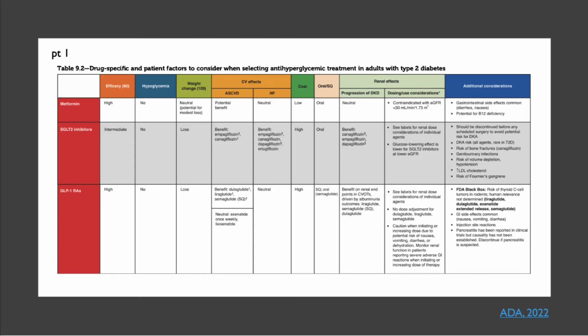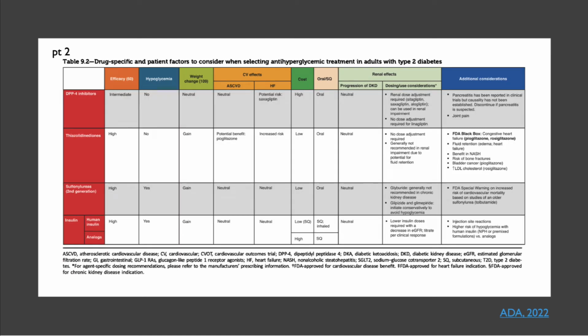This table shows the efficacy of each of the drugs compared with the rate or the risk of hypoglycemia, the weight change that can happen, cardiovascular outcomes, cost, importantly, is the green column in the center, renal effects, and then other considerations. This is a two-part slide, so part 2 is shown on the next slide. Take a look at that and see what the relative benefits and weaknesses of some of these drugs are.